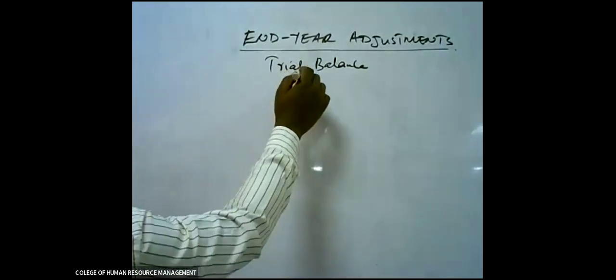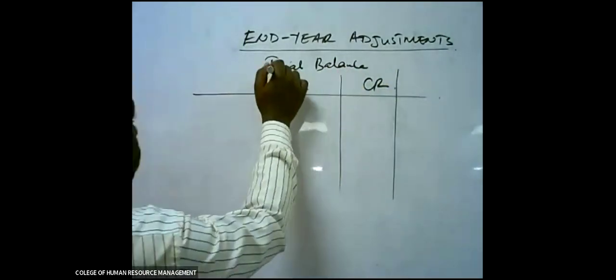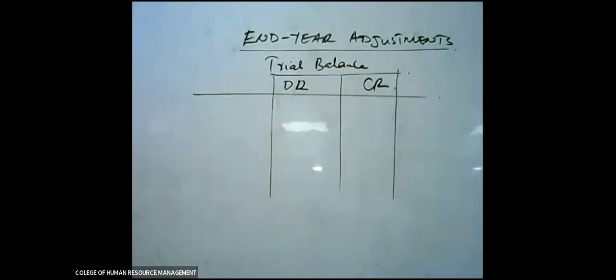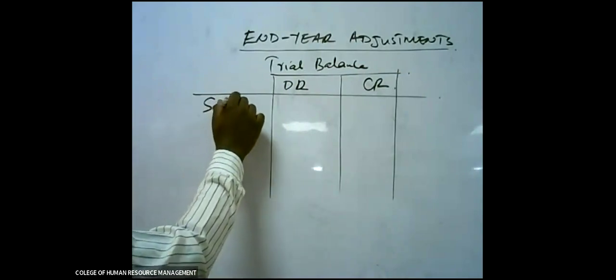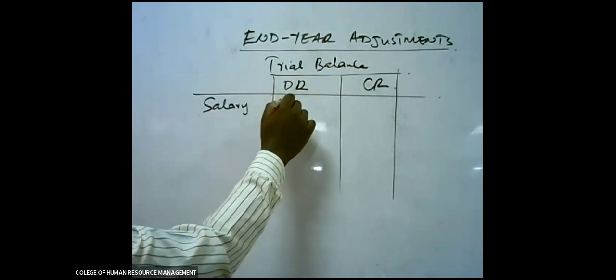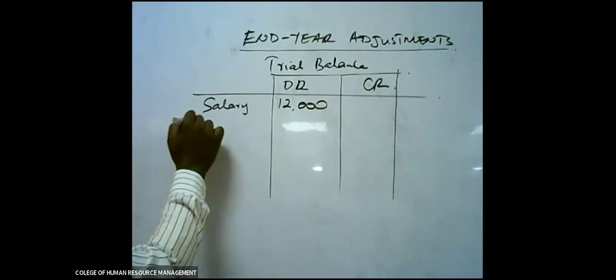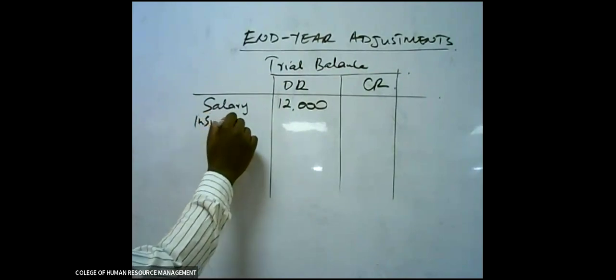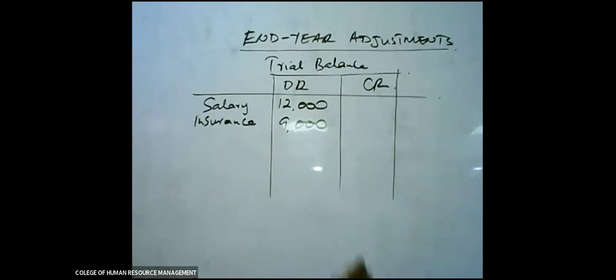The trial balance will have the debit balances and the credit balances. If you can recall, we said that all the expenses will have the debit balance. So we have something like salary, maybe its balance was 12,000, it will appear on the debit. Something like insurance will be on the debit, maybe it is 9,000.